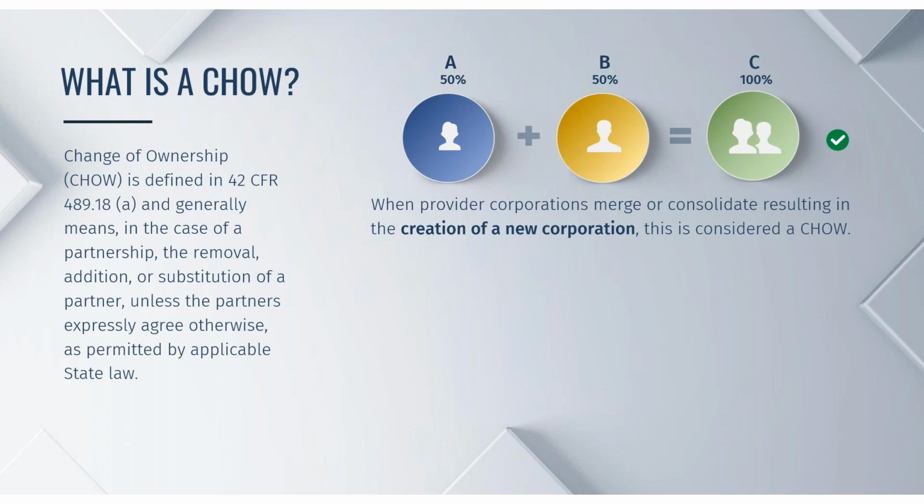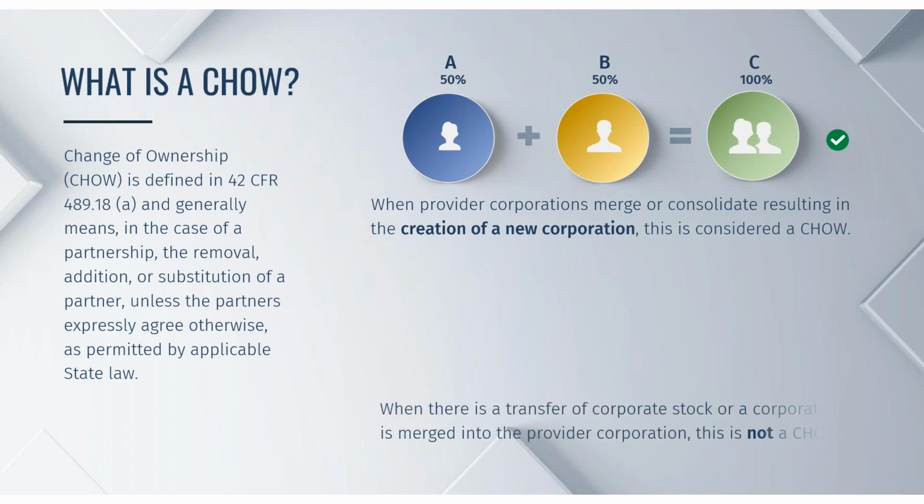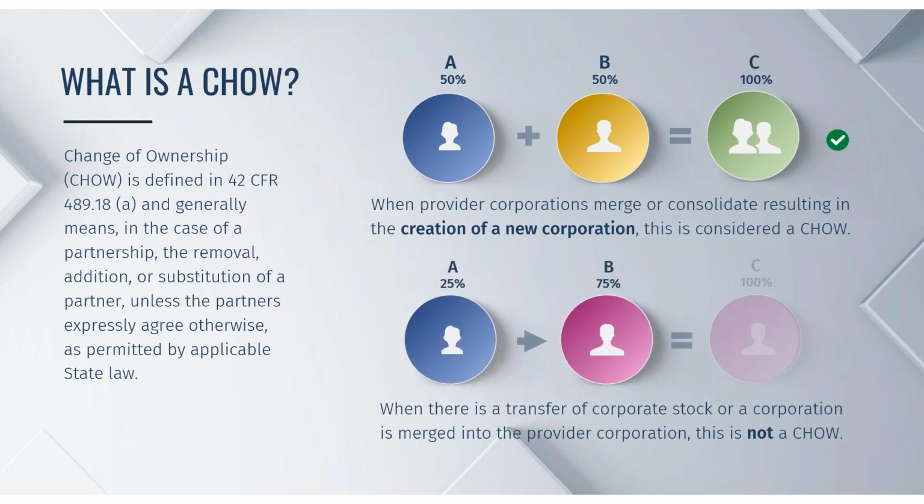When there is a transfer of corporate stock or a corporation is merged into the provider corporation, this is not a CHOW. For example, when Corporation A is merged with Provider B, Provider B now holds 100% of the ownership. There is no need to document change because Corporation A is not a provider.